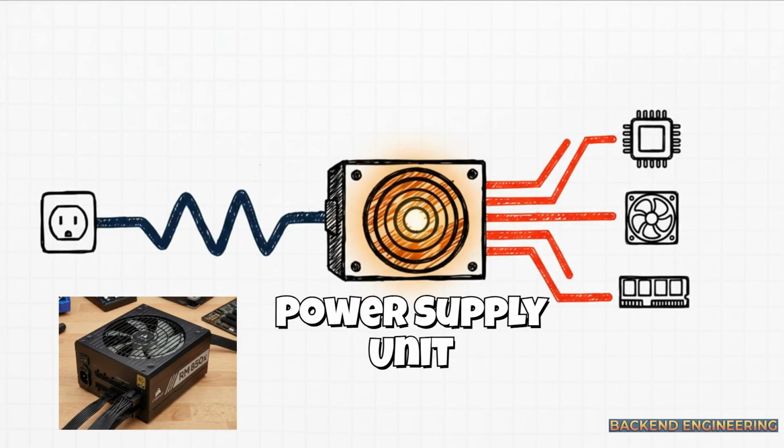Now, if the case is the skeleton, then the power supply unit, the PSU, that's the heart. It takes the alternating current from your wall outlet and converts it into the stable, low-voltage direct current that all the components need to survive. And for developers, a good PSU is non-negotiable. Trust me, a cheap one can lead to random crashes and corrupted data. That's a developer's worst nightmare, especially when you're trying to keep a server stable.